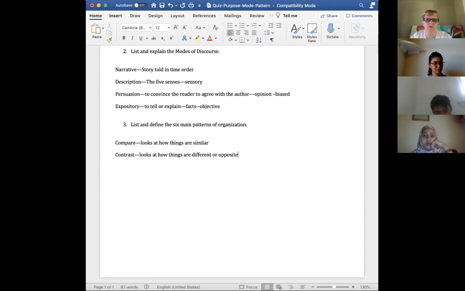So do you see the difference there? Yes. Okay. So that's how compare and contrast work. You're looking at how things are alike. I'm going to put that word down here too. And you're looking at how things are different when you're doing contrast. All right. So what's another one? Another pattern.